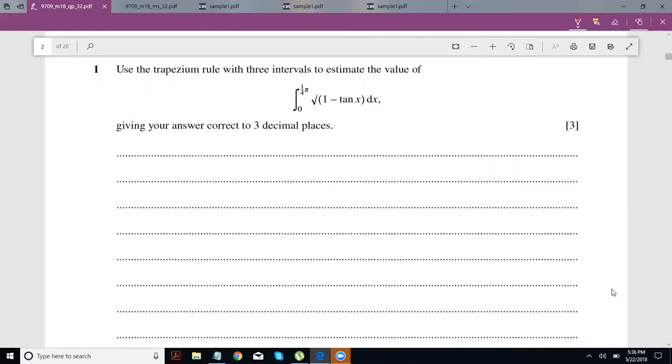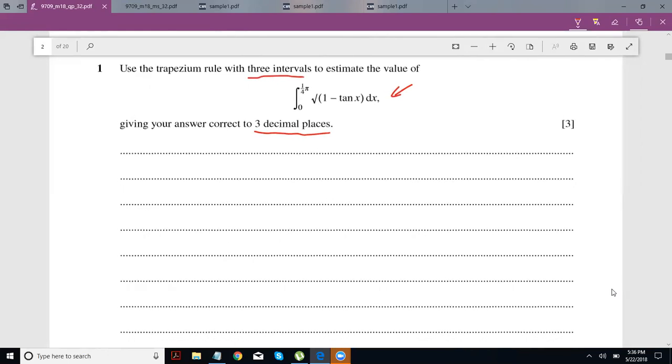We have to use the trapezium rule with 3 intervals to estimate the value of our function here, and you have to give your answer correct to 3 decimal places, as opposed to your conventional accuracy, which you give for 3 significant figures. If they haven't specified in the question, you just give it to 3 significant figures, for non-exact values.